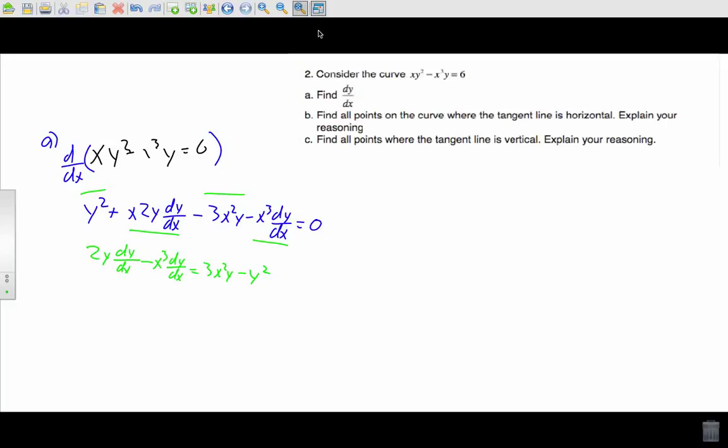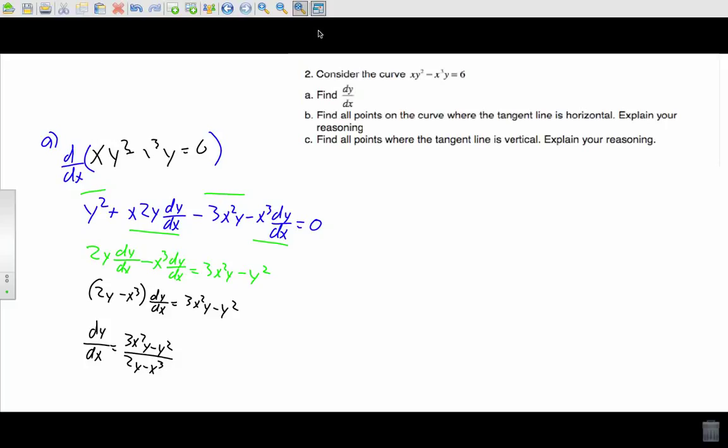Okay, next step is to group all of our like terms over here. We're going to have 2xy minus x to the third, times dy/dx, is equal to 3x squared y minus y squared. Divide both sides by the term in front of dy/dx, and we get our answer for the first part. dy/dx is equal to 3x squared y minus y squared over 2xy minus x to the third. Okay, so that is our first step.